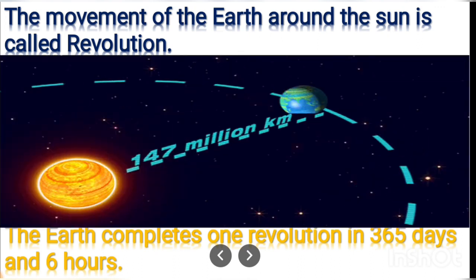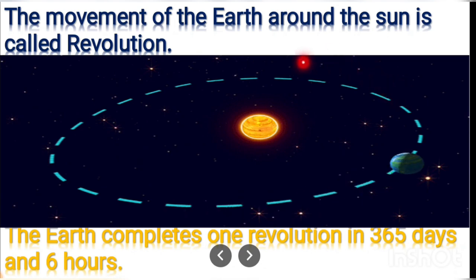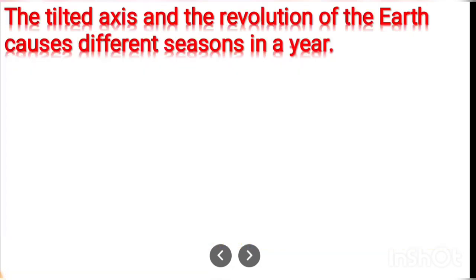Next, coming to the next movement, which is revolution. The movement of the earth around the sun is called revolution. That is basically the earth is revolving around the sun, and that movement is called the revolution. The earth completes one revolution in 365 days and 6 hours. So that's why we have 1 year which is equal to 365 days. So let's see the picture. Can you see? The earth is revolving around the sun. So the movement of the earth around the sun is called the revolution.